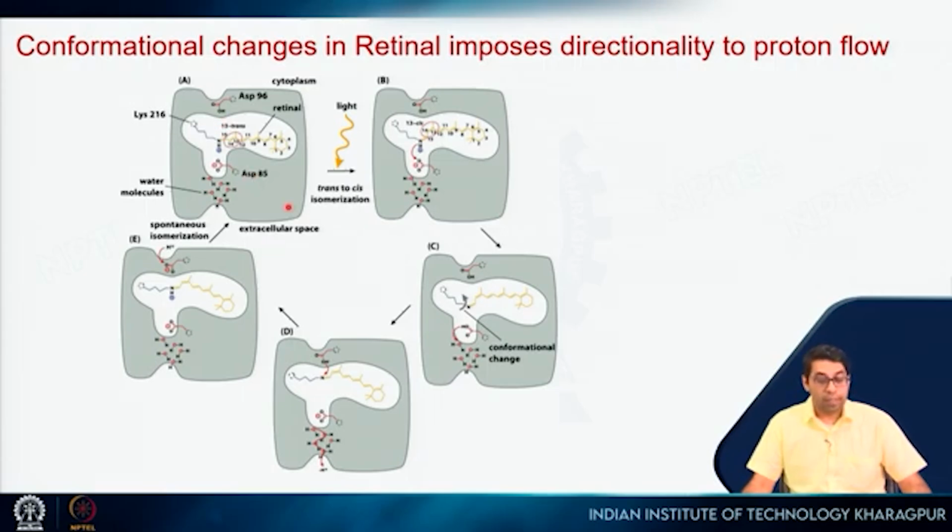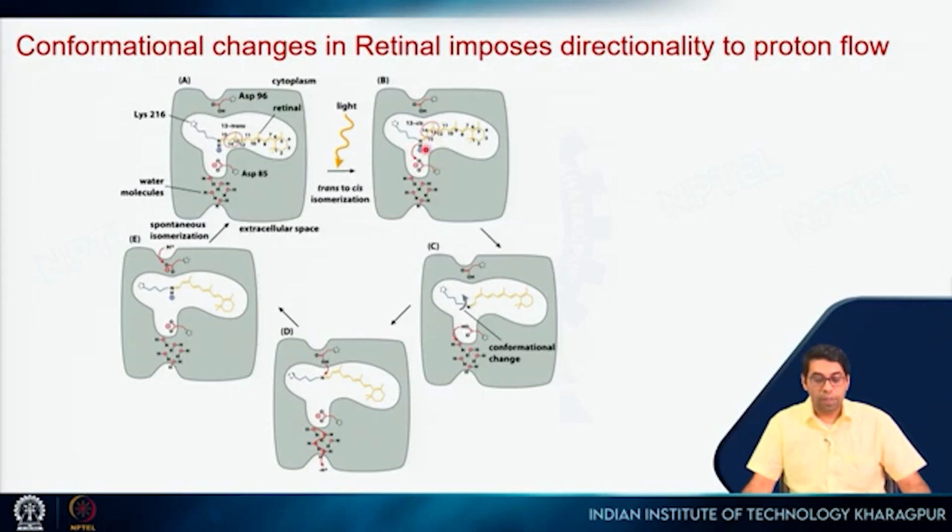So this is the resting state, and you can see that here the bond is in trans conformation. Light comes, it absorbs a photon of light and it gets converted to cis. So now you can see that it is in cis conformation. So 12 and 15 are on the same side of the double bond.